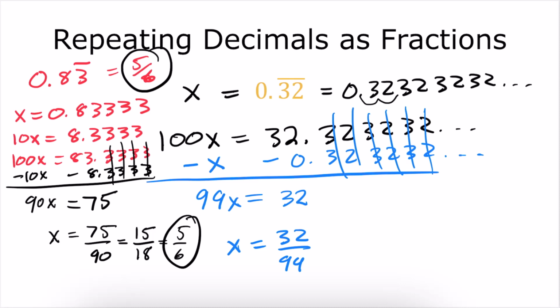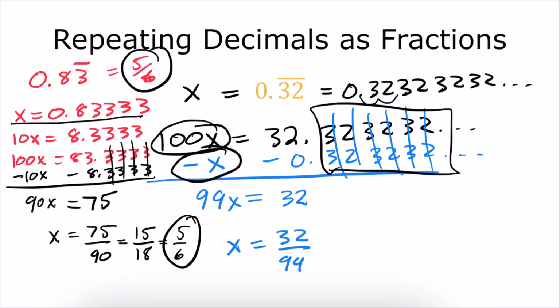So basically the idea is that you just want to multiply whatever x is by whatever you need to make it so that you can subtract it and cancel out all the decimals. So like in this case, we did 100x minus x because that was what canceled out all the decimals. Over here, we did 100x minus 10x because that was what canceled all the decimals out. So that's how you convert repeating decimals into fractions.